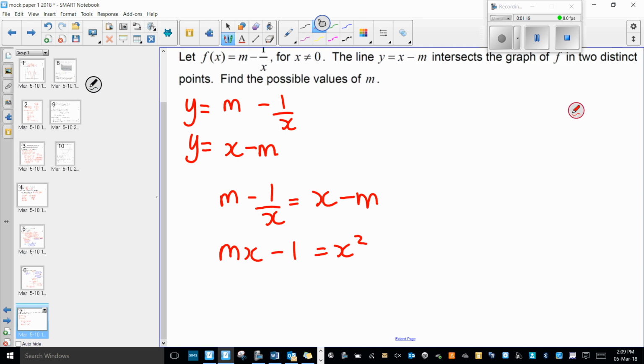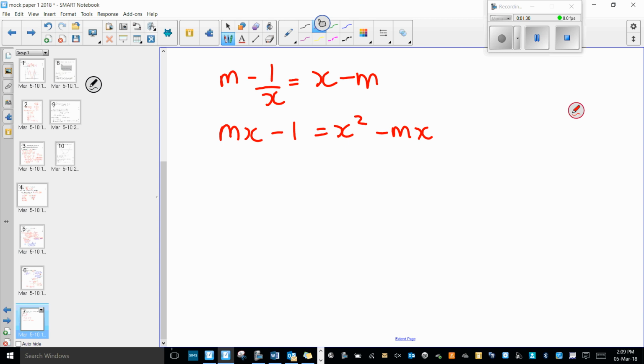Right, what did you do there? Okay, I multiplied them all by x to get rid of x as a denominator. Okay, good.